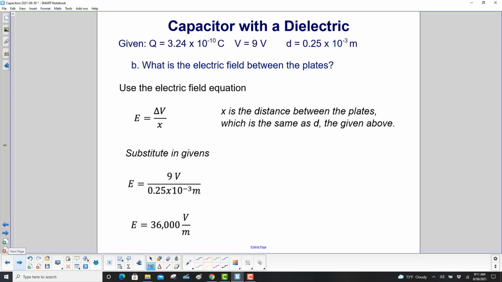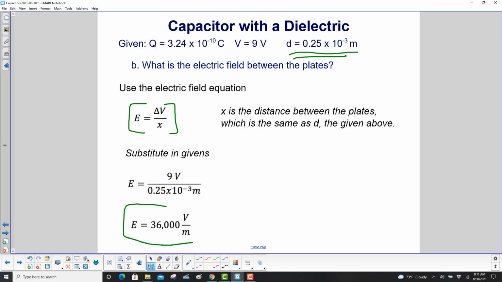What is the electric field between the plates? So we're going to use the electric field equation here. We won't put the minus because that just gives us the direction of the electric field. We just want to know the magnitude. X is the distance between the plates, which is the same as D, which was in our givens. So the electric field is 9 volts over 0.25 times 10 to the minus 3 meters.